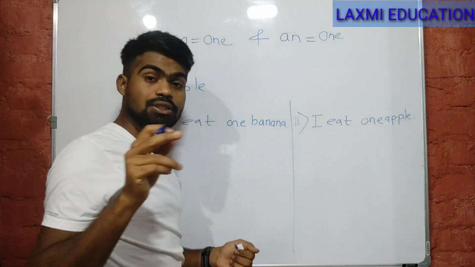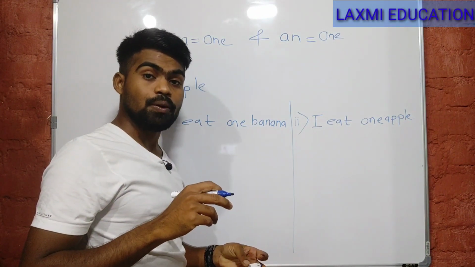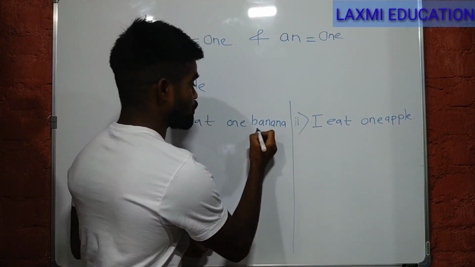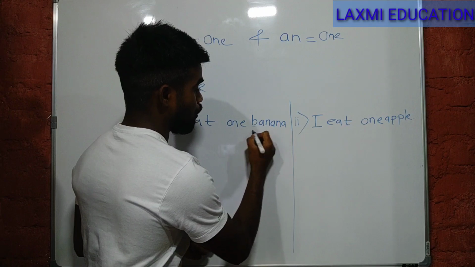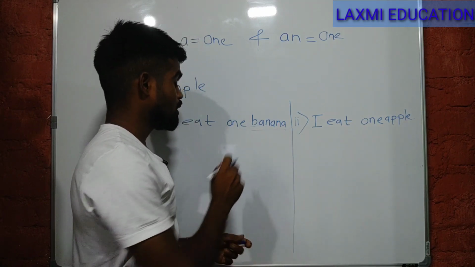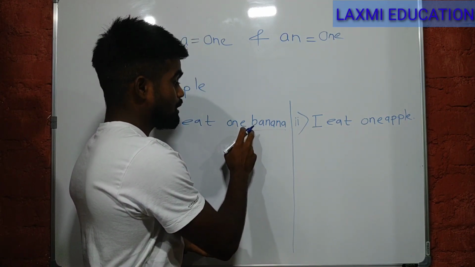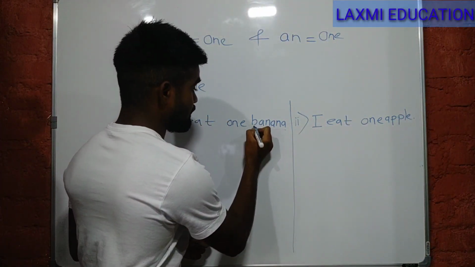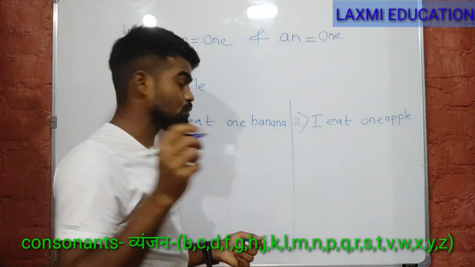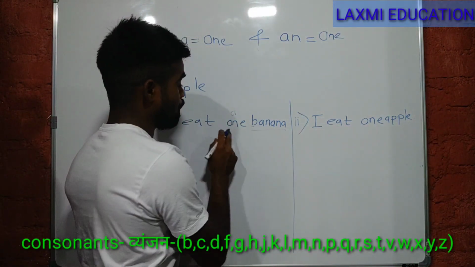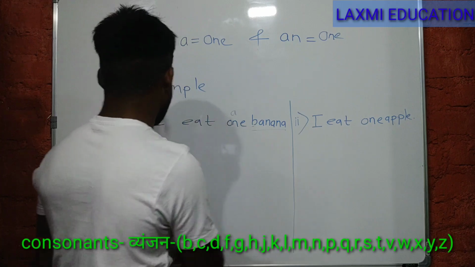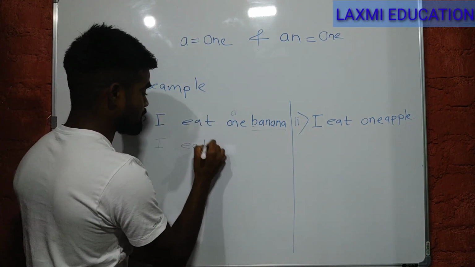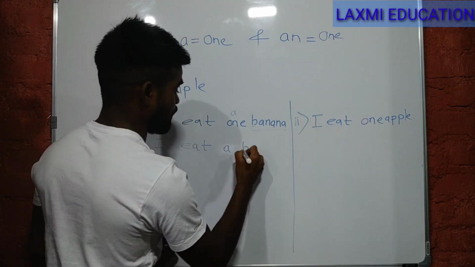But the question is where to use them. What you are going to do is watch the first letter of this word. If the first letter is a consonant, you are going to use a instead of one. So the same sentence will be: I eat a banana.